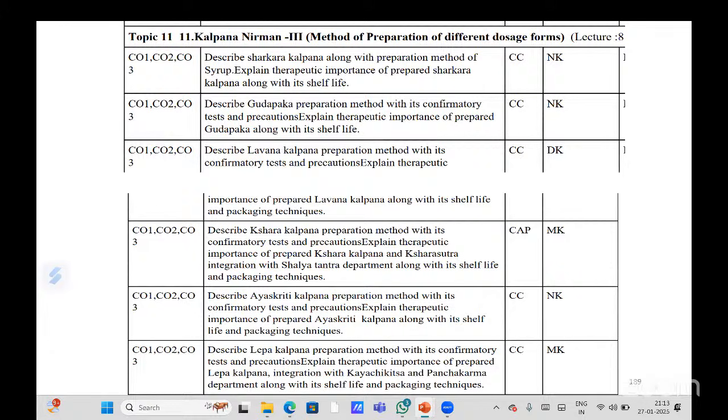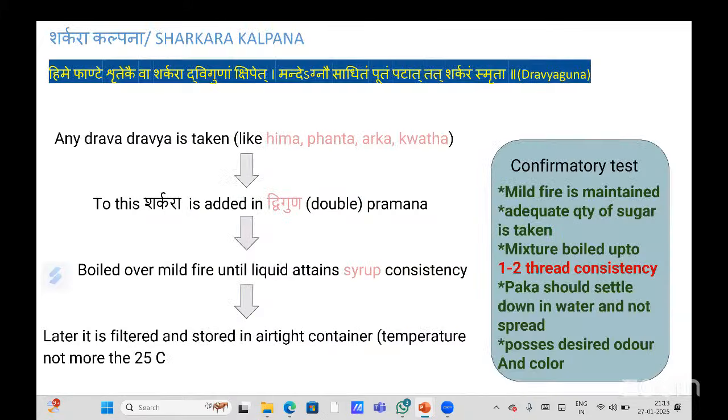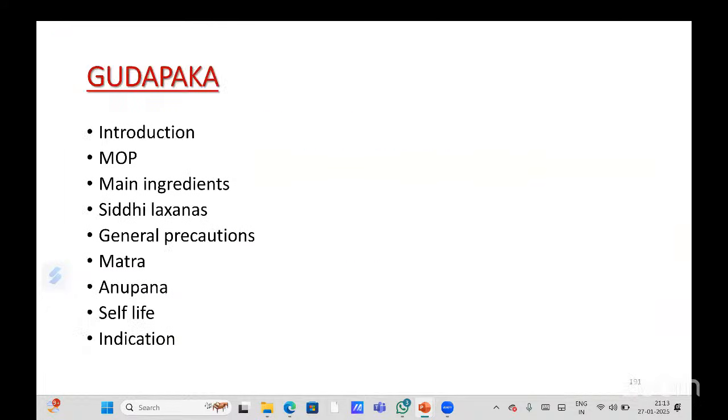Sharkara, Gudapaka, Lavana, Ayaskriti. These are nice to know. Okay. So why I am highlighting this concept of must know, desire to know, or nice to know, because from must know you will get total 90 marks. Desire to know, nice to know, will get 10 marks. Okay. So this is the general method of preparation of Kalpana.